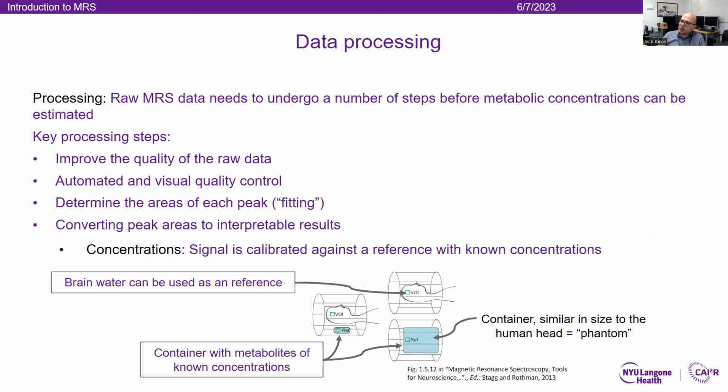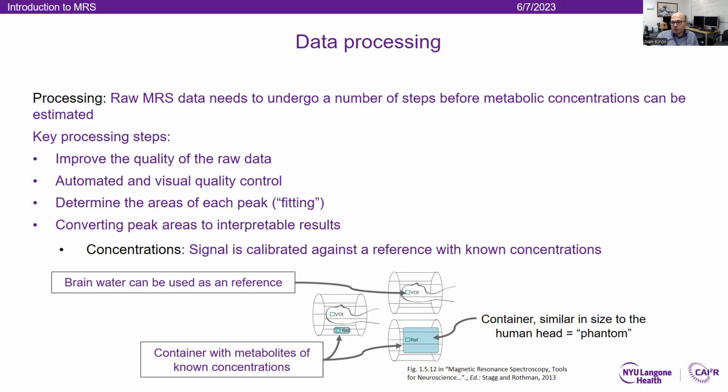A very common way of doing this is with brain water. I told you in the first lecture that water is an enemy in MR spectroscopy, that we try to get rid of it by suppressing it, because its concentration is so big that if you don't suppress it, it interferes. It actually obscures the much smaller metabolite peaks next to it. But in this case, if we're using water referencing, we want the water.